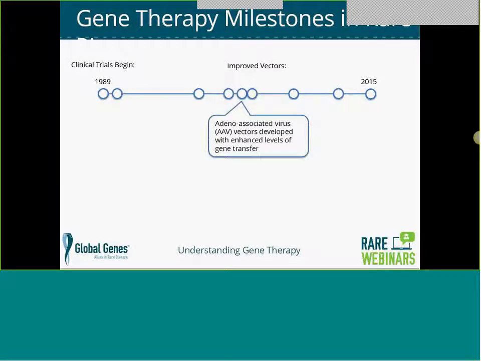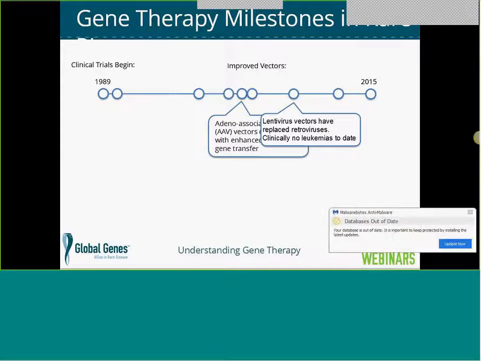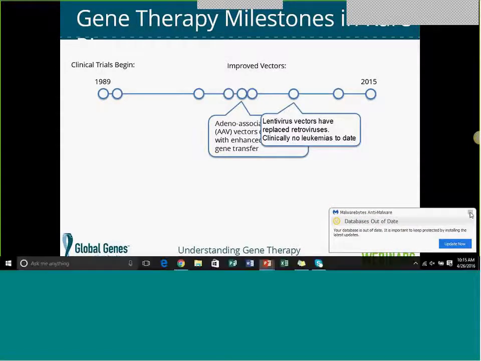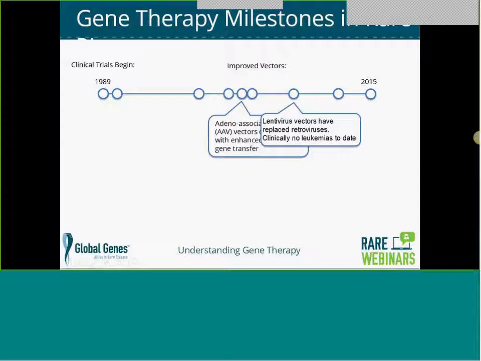And the next thing that happened was that vectors became improved, meaning that people were able to deliver genes more efficiently to patients. And as I mentioned before, these AAV vectors, adeno-associated virus vectors, were developed with enhanced levels of gene transfer. The next also shows that in those leukemia patients, the type of vector being used was replaced. So a different version of retroviruses called lentiviruses were developed, and clinically all the patients treated with these have not had any leukemias to date, and have been successfully treated. So that's been another good advantage.